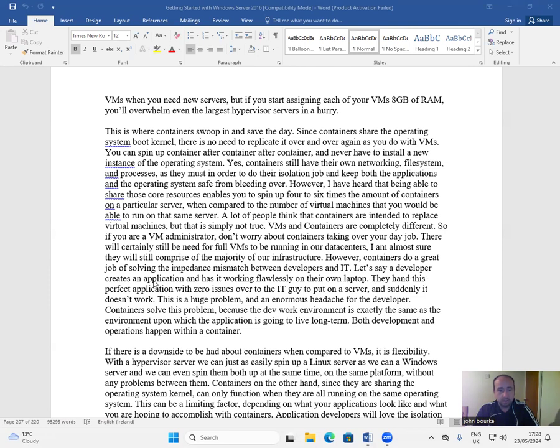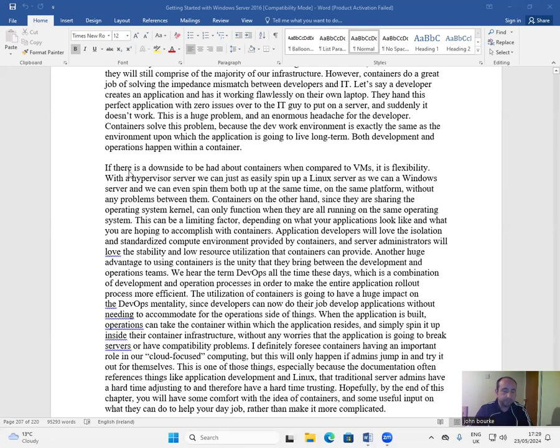Let's say a developer creates an application and has it working flawlessly on their own laptop. They hand this perfect application with 0 issues over to the IT guy to put it on a server, and suddenly it doesn't work. This is a huge problem and an enormous headache for developers. Containers solve this problem because the dev work environment is exactly the same as the environment upon which the application is going to live long term. Both development and operations happen within a container.